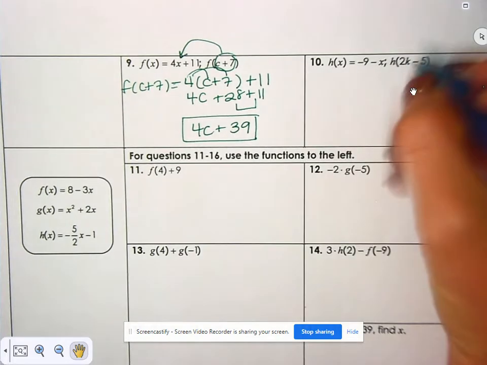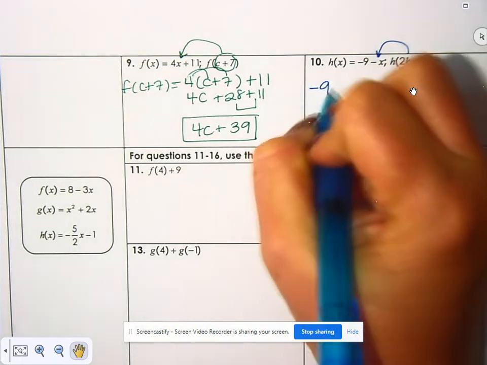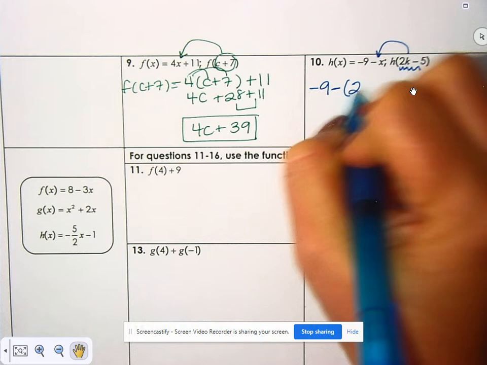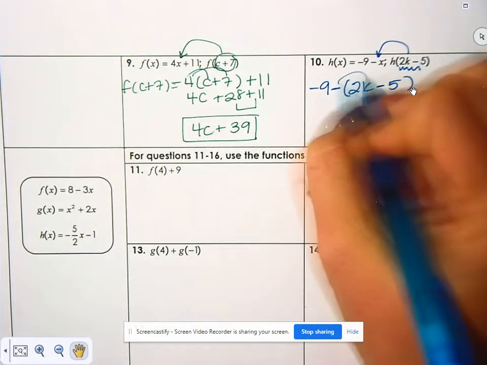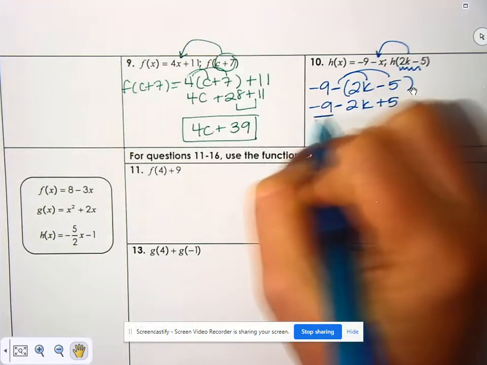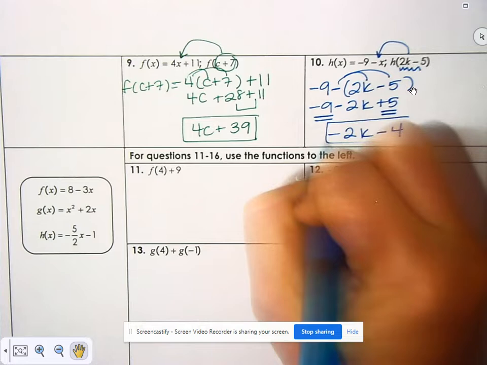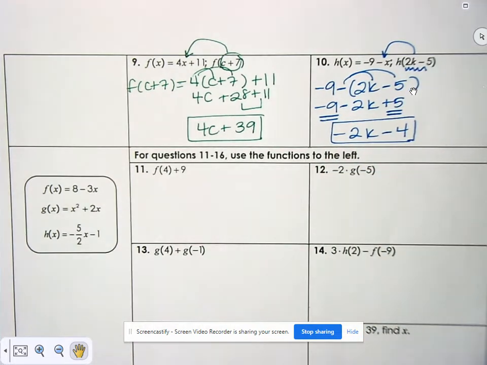Same thing with number 10. So these are as hard as it gets for y'all. This whole thing is going to go right here for x. So that's going to be negative 9 minus 2k minus 5. Don't forget to distribute your negative. And now we can combine our like terms. You could also have minus 4 and then minus 2k. The order's fine.